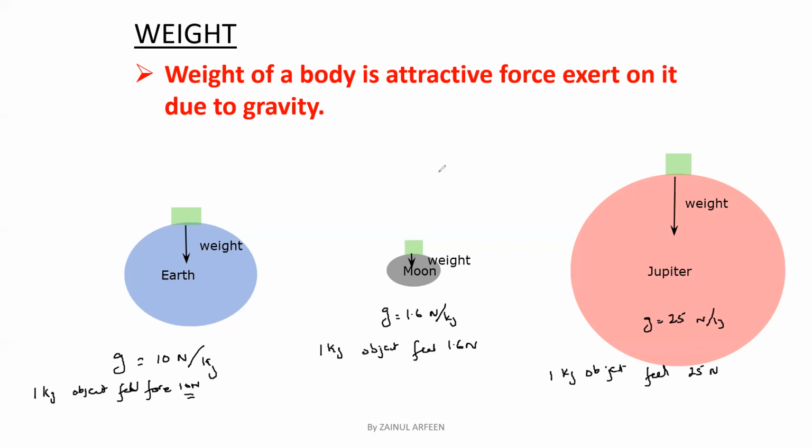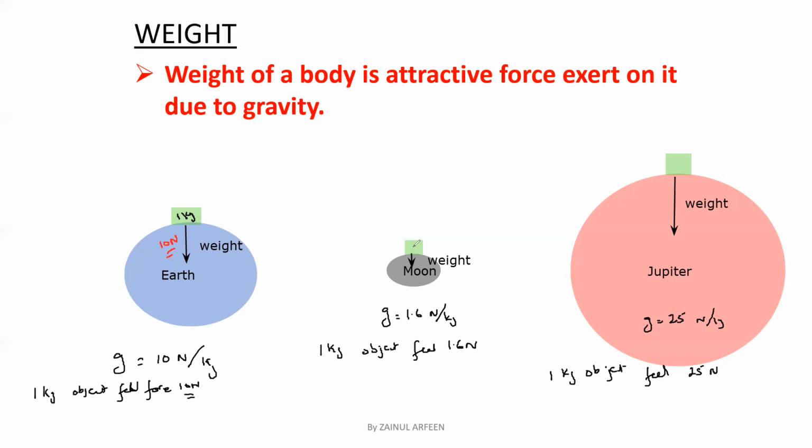Stronger gravity means more weight. If there is a 1 kg object on Earth, the gravity of Earth is 10 Newton per kilogram, which means the object will experience 10 Newton of force. So what will be the pull this object experiences on Earth? It will experience 10 Newton. So we say the weight of a 1 kilogram object on Earth is 10 Newton, because the force by which planets pull the object towards the center is known as the weight of the object.